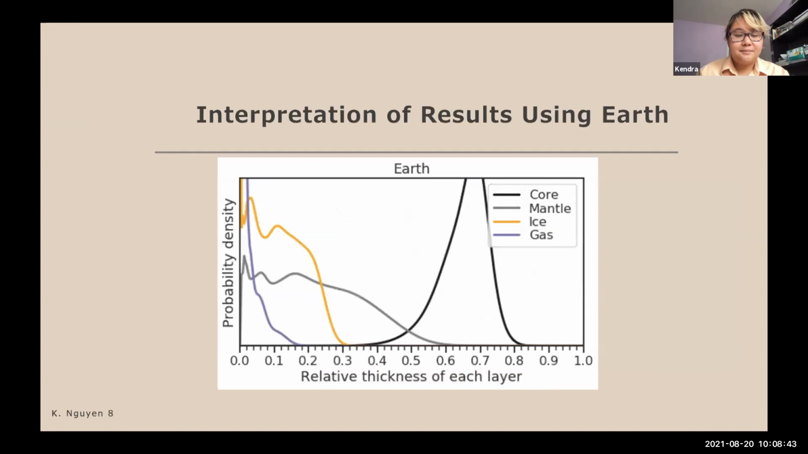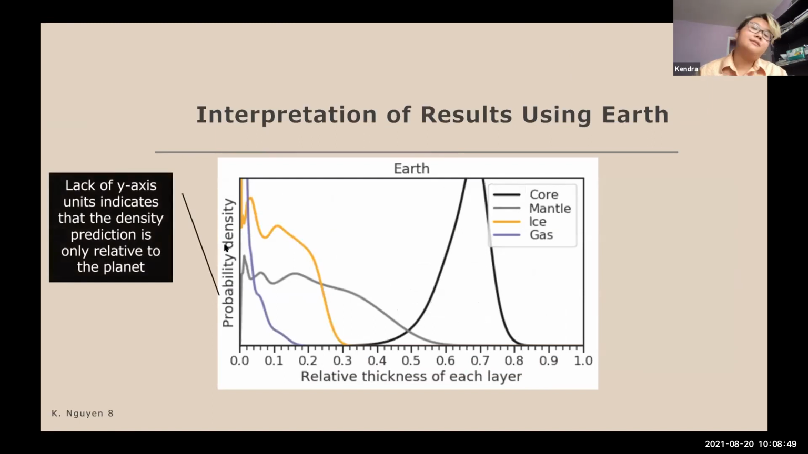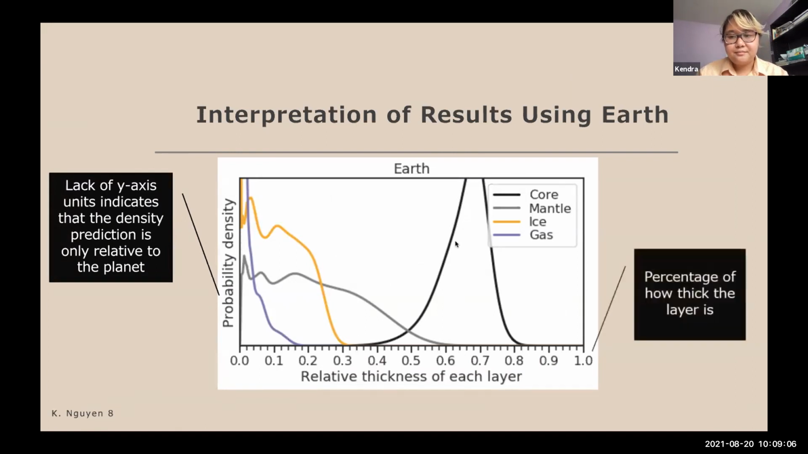Just to give you an example of what MDN results look like, let me show you the result for Earth. Here on the left, we have the y-axis, which tells us the probability density. The lack of units tells us that this is only good for relative comparison to other graphs. We can't tell the units, we can only look at the details of the lines of the graphs. Secondly, the x-axis tells us the percentage of how thick the layer is, as I mentioned before.